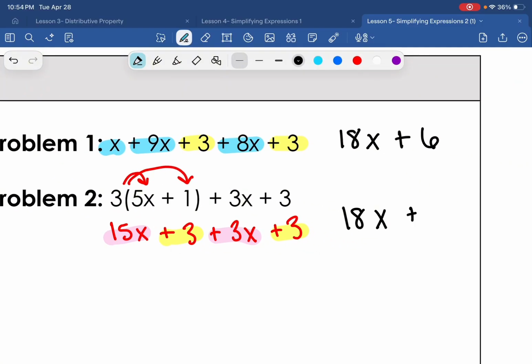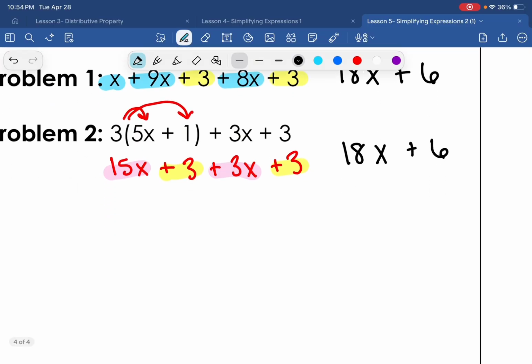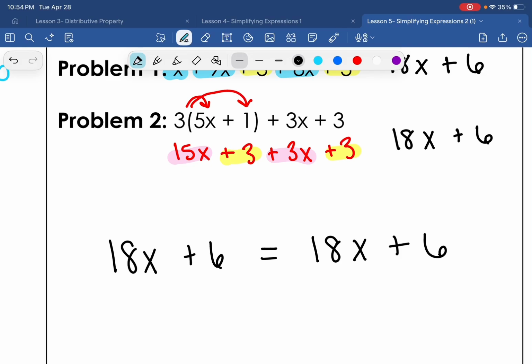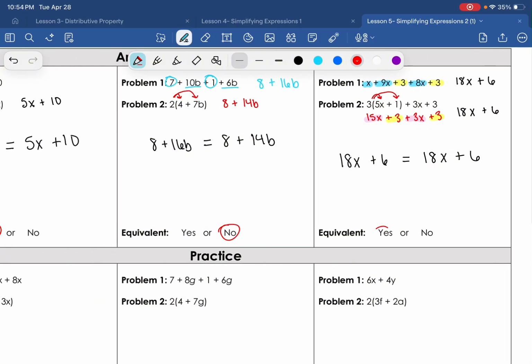Okay, now I can take my simplified expression of problem 1 and 2, and I can put them equal to each other. So I have 18x plus 6 equals 18x plus 6. Are those expressions equal? Yes. They're equivalent, right? They're equal to one another. 18x plus 6 is equal to 18x plus 6.